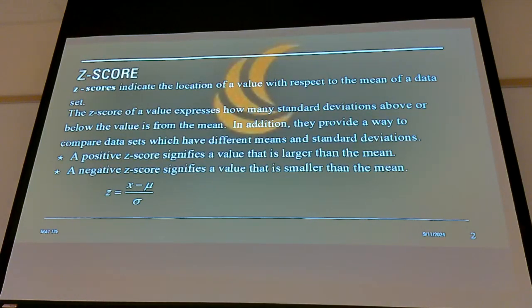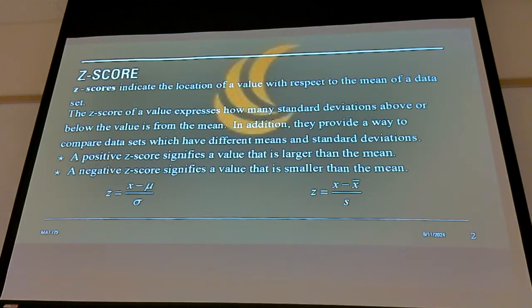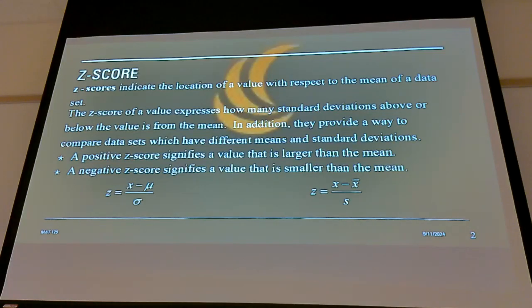For population, x minus mu over sigma. For sample, x minus x bar over s. That's just two ways of saying your z-score is just your data point minus the mean, all divided by the standard deviation.